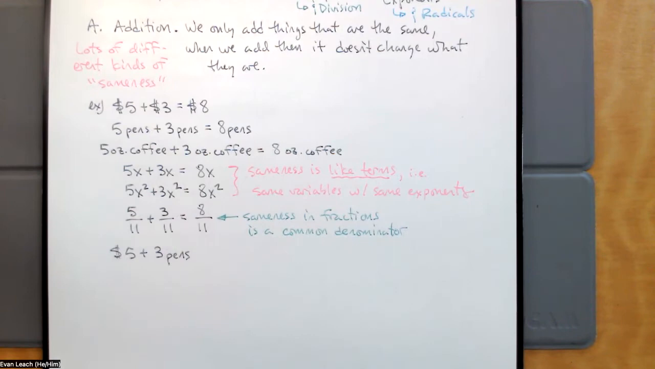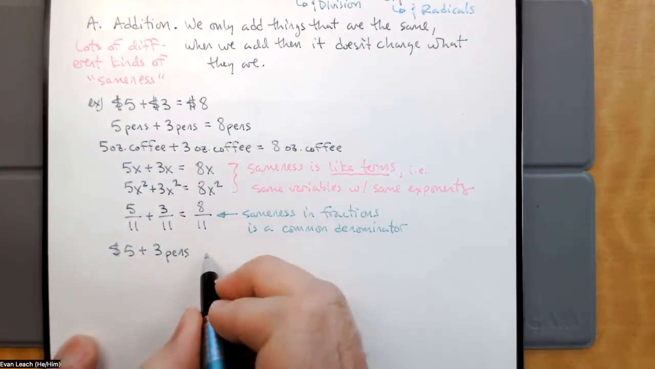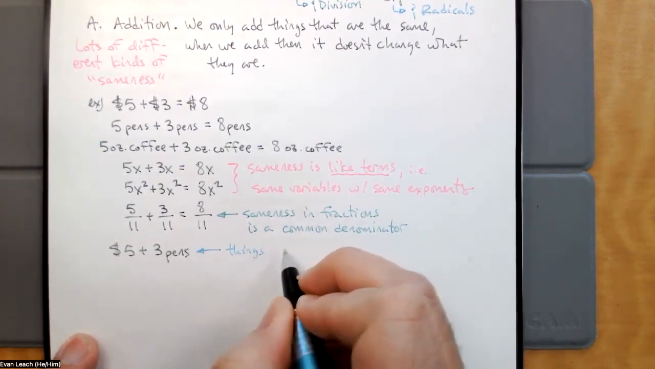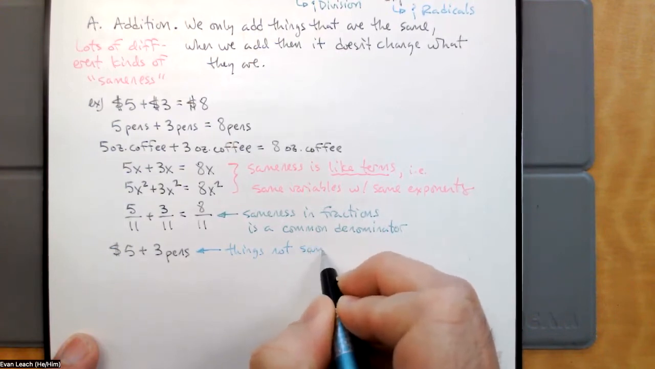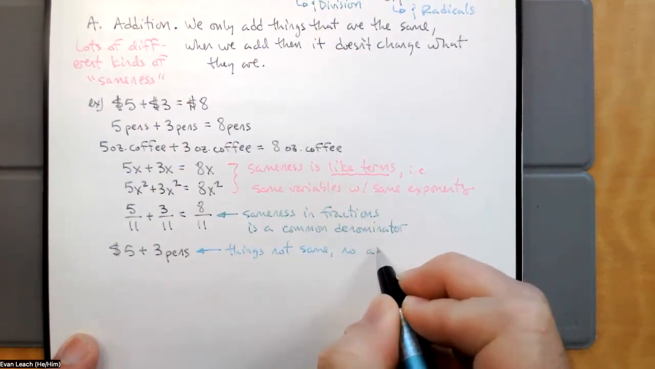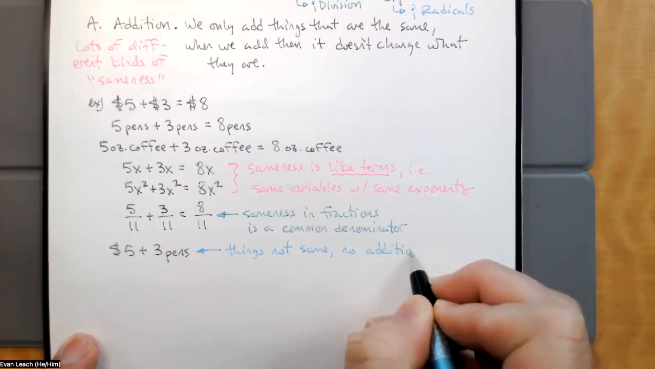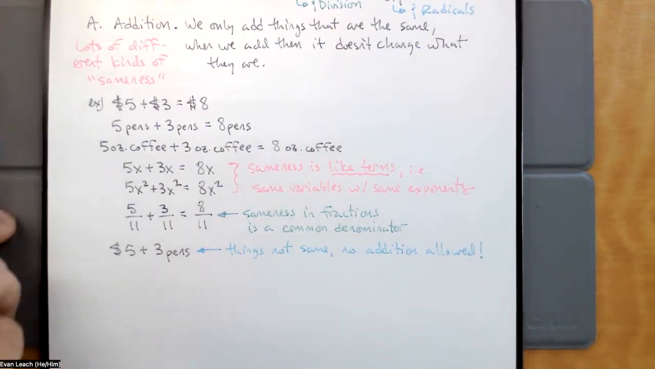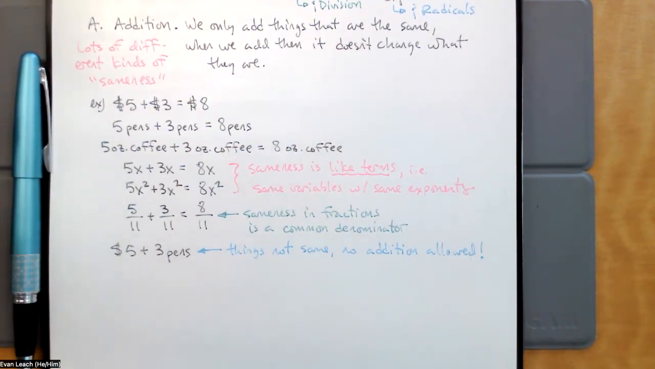If I have $5 and 3 pens, what do I have 8 of? Nothing. Those aren't the same. So I don't add them. I don't have 8 of anything. We don't get to add. These things are not the same, so there's no addition of that allowed.